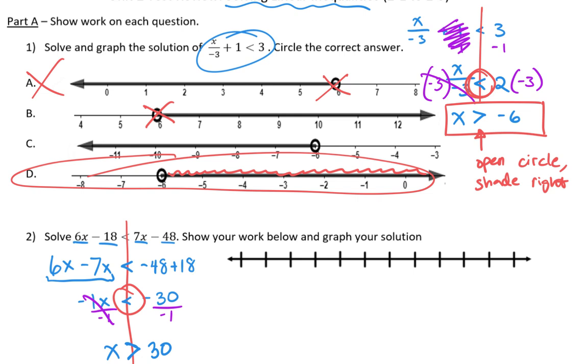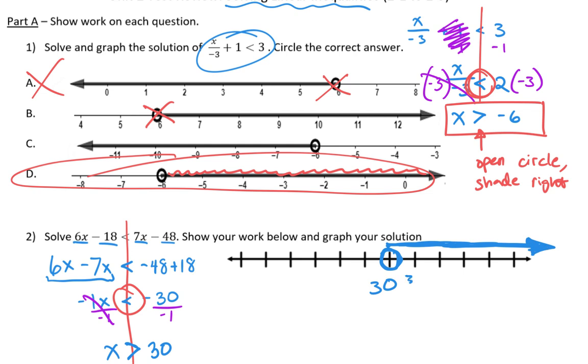So somewhere on here, I got to plot my 30. I'll just slap it down right here in the middle. And around that 30, it's going to be an open circle. And it's a greater than, so I'll shade to the right. And here's where my solutions lie. Everything to the right of 30.